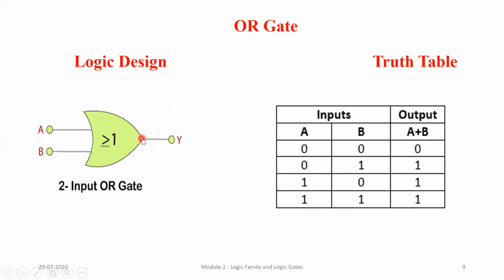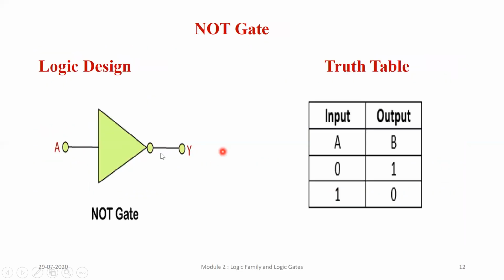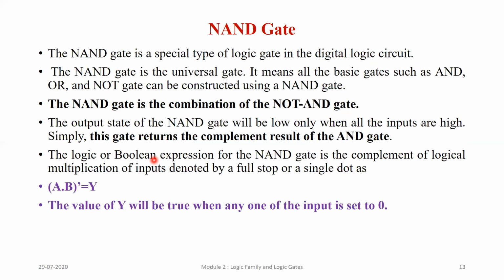But we will not call it an inverted AND or inverted OR. We will give a different name. In short, I want to tell you that you have to remember this bubble. This bubble indicates it's an inverter gate. Clear? Okay, and there will be only one input.